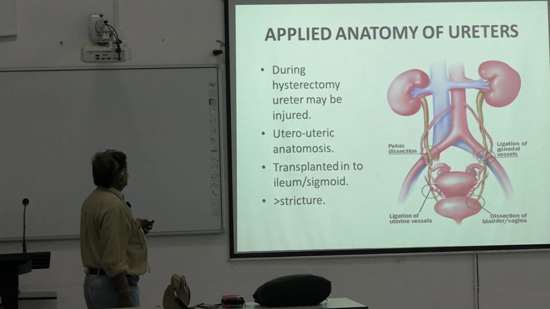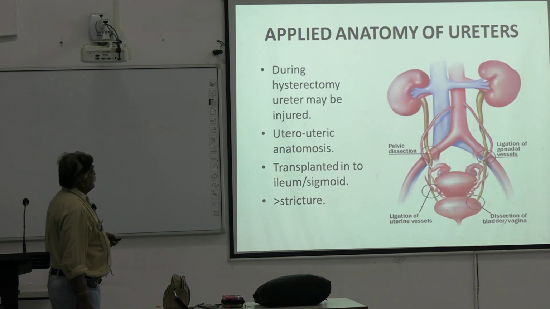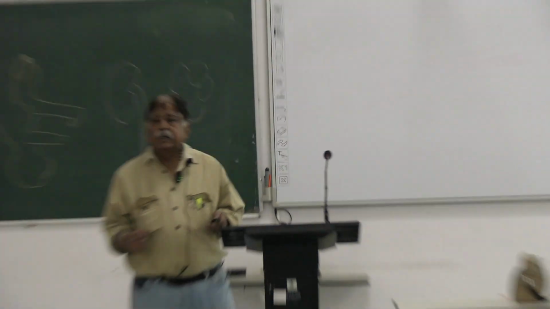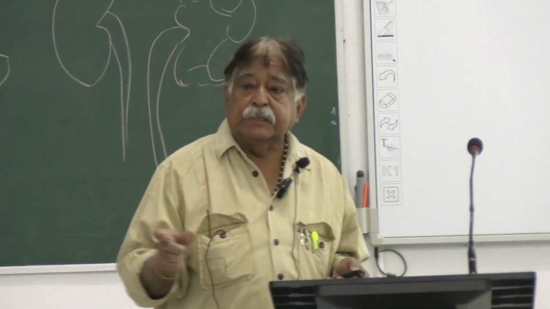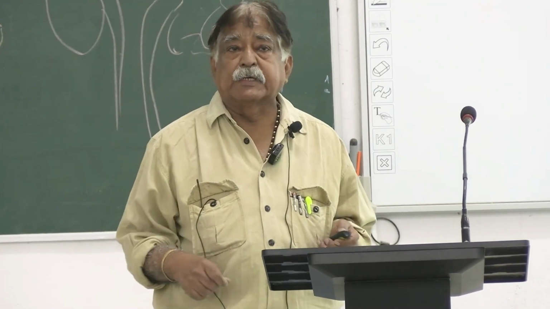Next. Now, applied anatomy of the ureters. During hysterectomy, the ureter may be injured. You can see here in pelvic dissection the ligation of gonadal vessels. Now, this is the relation where the left ureter is closer to the uterine artery and uterus. So, you have to see and dissect, and then clamp, cut and ligate. Otherwise, it might be that you are ligating the bladder, the uterine artery and also the ureter.